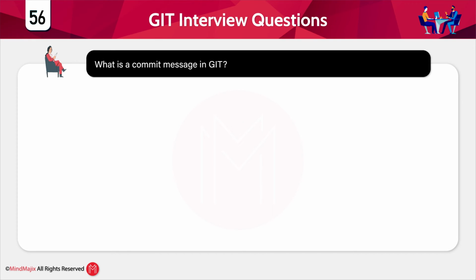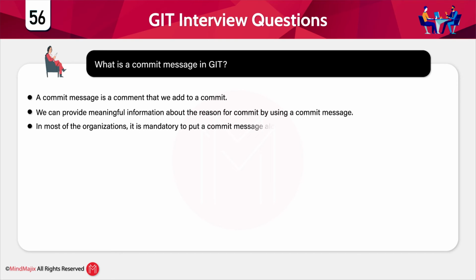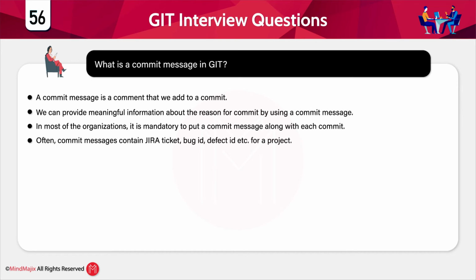What is the commit message in Git? A commit message is a message that is added to a commit. It specifies the purpose of the commit and indicates the work of that commit, what is done in that particular commit. A commit message contains a Jira ticket, bug ID, defect ID, etcetera. In most organizations, it is mandatory to put a commit message along with each commit, because it specifies what we did in that commit, the purpose of that commit.